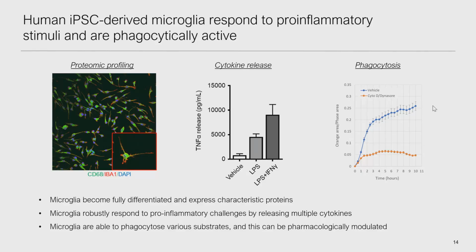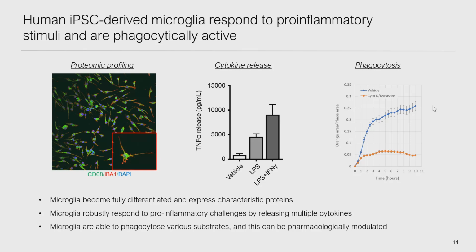In the same way as the neurons, we've characterized the cells that we've generated, and so a couple of bits of data for you here show that microglia become fully differentiated. They express the proteins you'd expect them to, so in this example, CD68, IBA1. They become quite ramified. They produce cytokines in response to LPS and LPS interferon combination. We've particularly focused on TNF alpha and IL-6, but we've run MSD panels and shown a range of different cytokines produced. The cells are also phagocytically active.